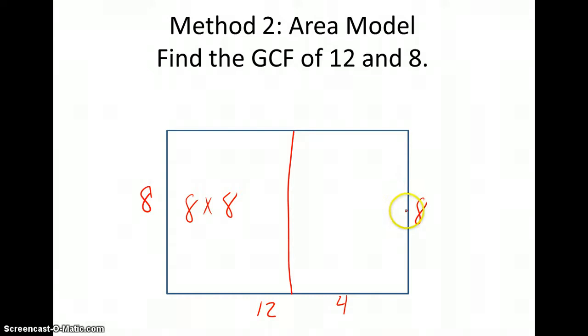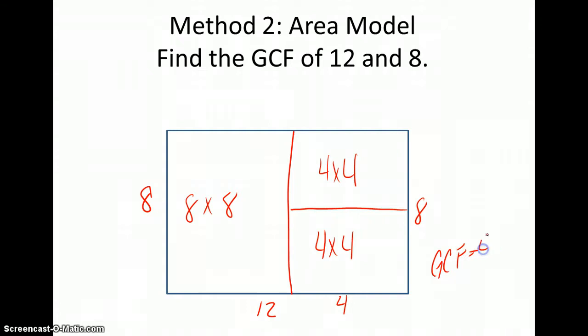Then I ask myself, what's the biggest square that can fit in there? The answer is 4 by 4, which leaves a 4 by 4 left over, and I know that the GCF of 12 and 8 is 4.